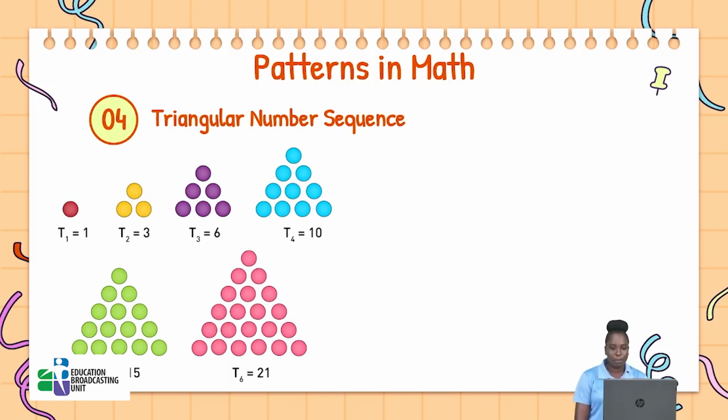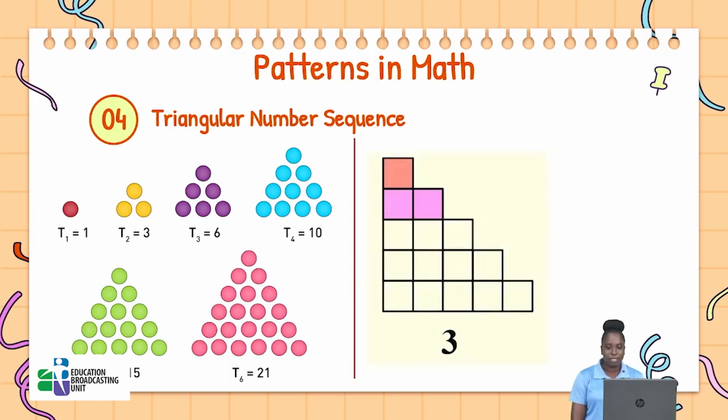Our fourth pattern is the triangular number sequence. This is the representation of the numbers that can be arranged in the form of an equilateral triangle, arranged in a series or sequence. Here is another pattern arrangement representing triangular numbers. These numbers are in a sequence of 1, 3, 6, 10, 15, and so on.